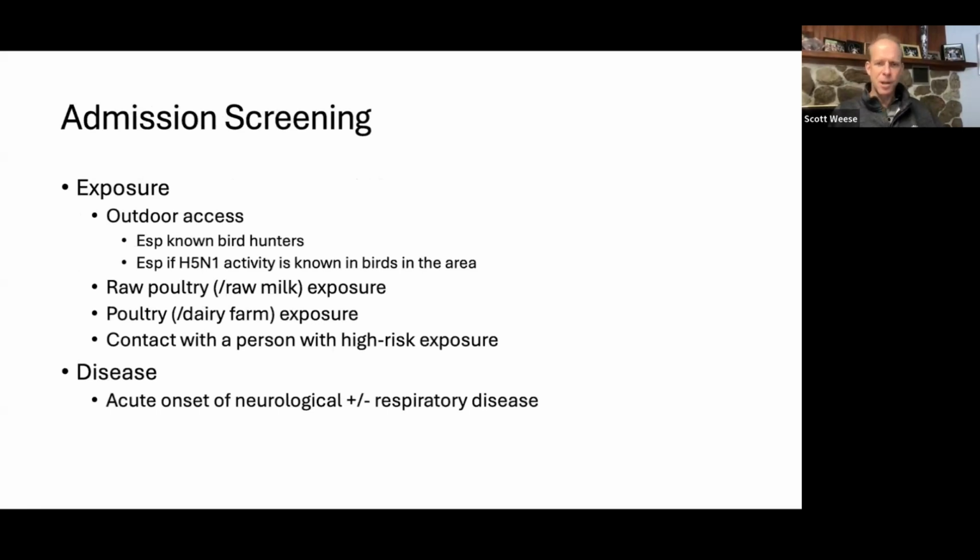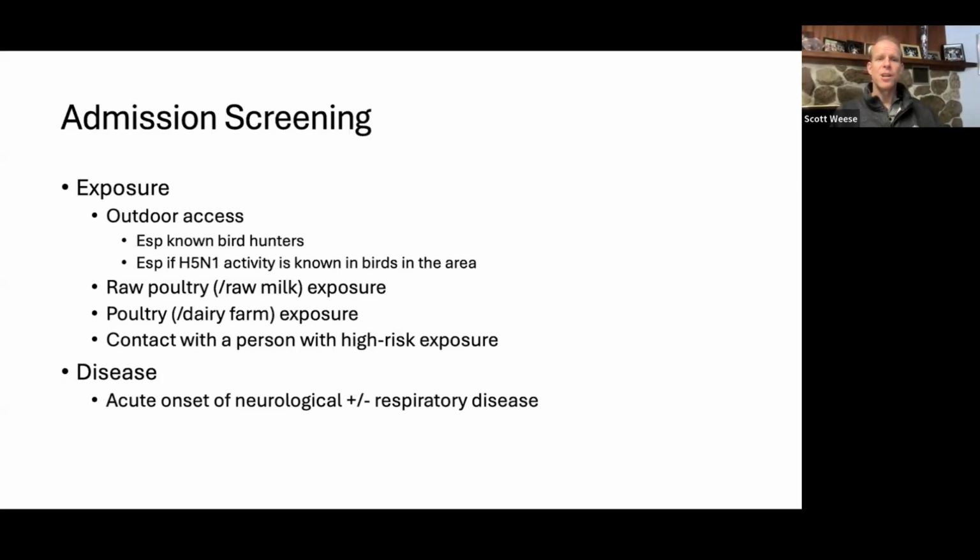Outdoor access, bird exposure. For dogs, exposure to waterfowl would be the big risk, especially if there's known activity in the area. So if you know there have been a bunch of dead geese or ducks in an area and a dog was found in that area, that's a high risk case. Even though dogs are pretty uncommonly affected, that's a high risk exposure.